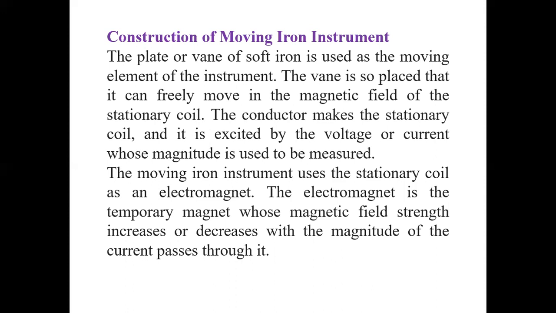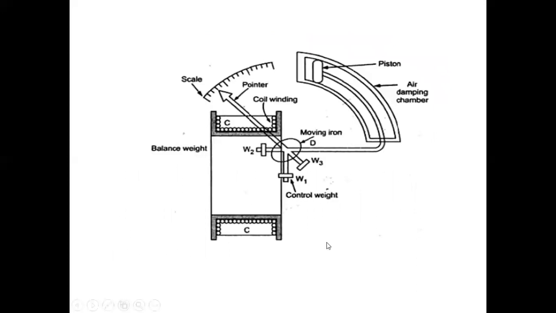As we know, the MMF depends on the number of turns into current. As the number of turns is constant, the magnetic field strength, that is H into L, totally depends on the current passing through the electromagnet or the stationary coil. This is the construction.